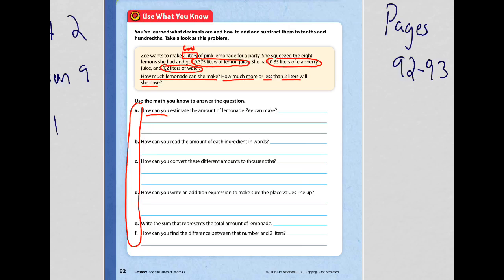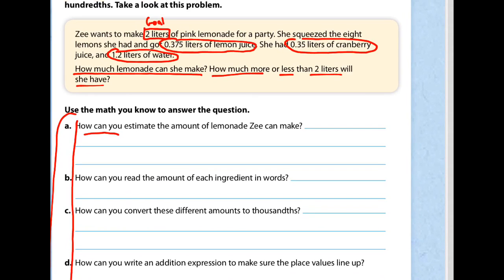All right, so in A it says, how can you estimate the amount of lemonade Z can make? So I'm going to answer this by saying I would round the different ingredients. So I would say I would round the ingredients and add.